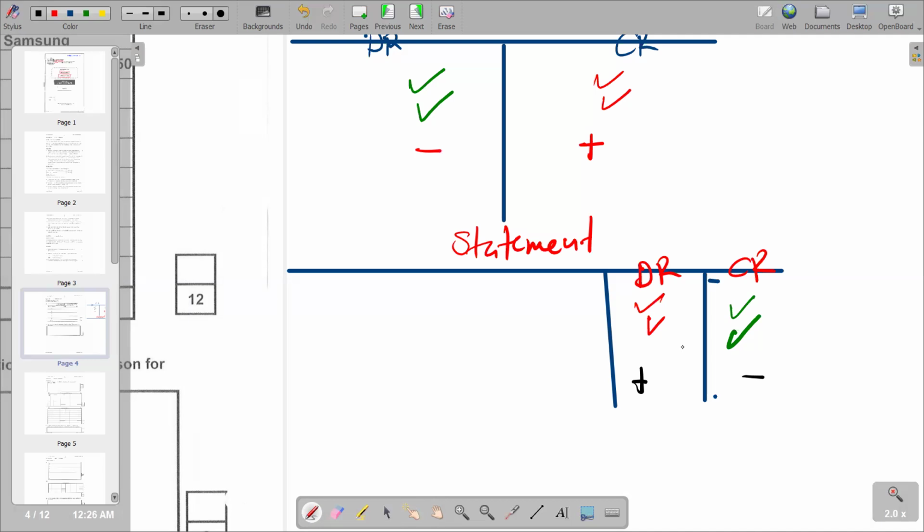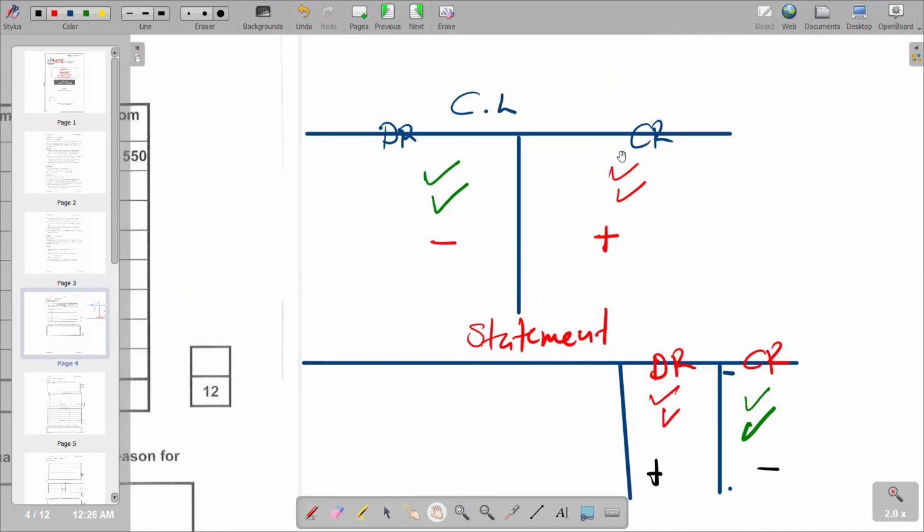When we buy goods on credit from our supplier, we credit those goods in the creditors ledger, and it is supposed to be debited on the statement. The opposite is true when there are returns, when we are returning the goods to the supplier.